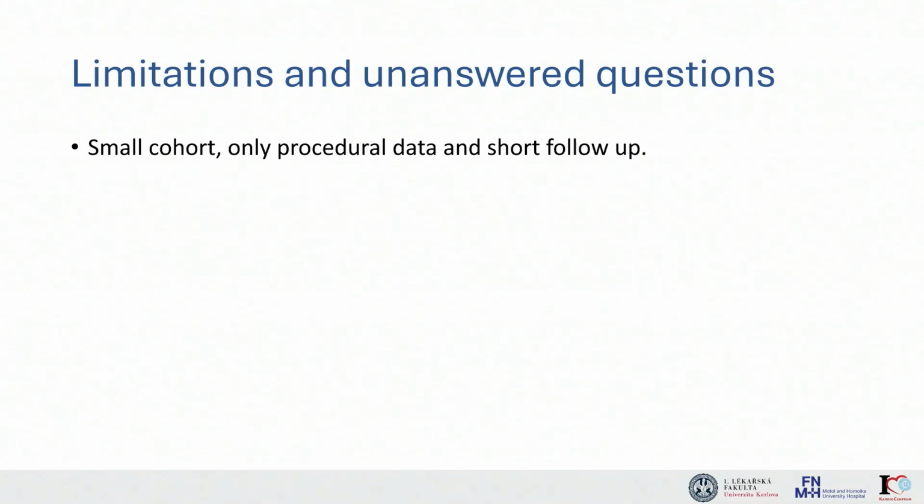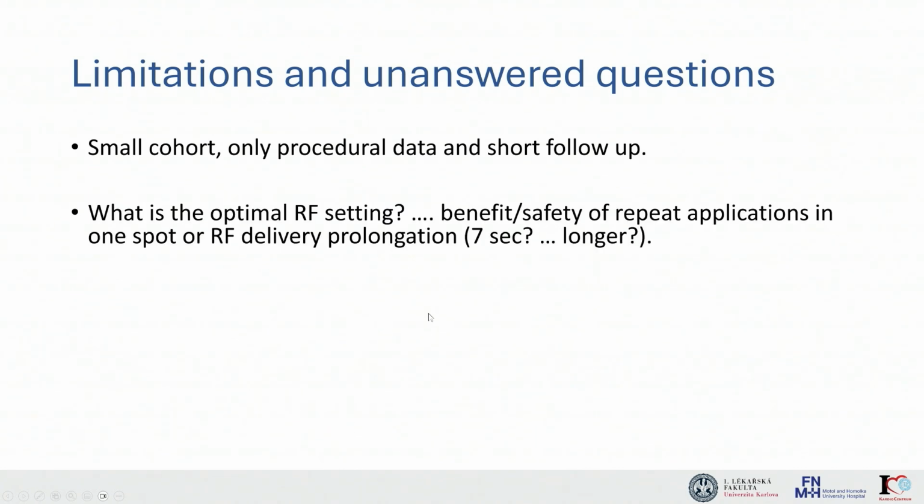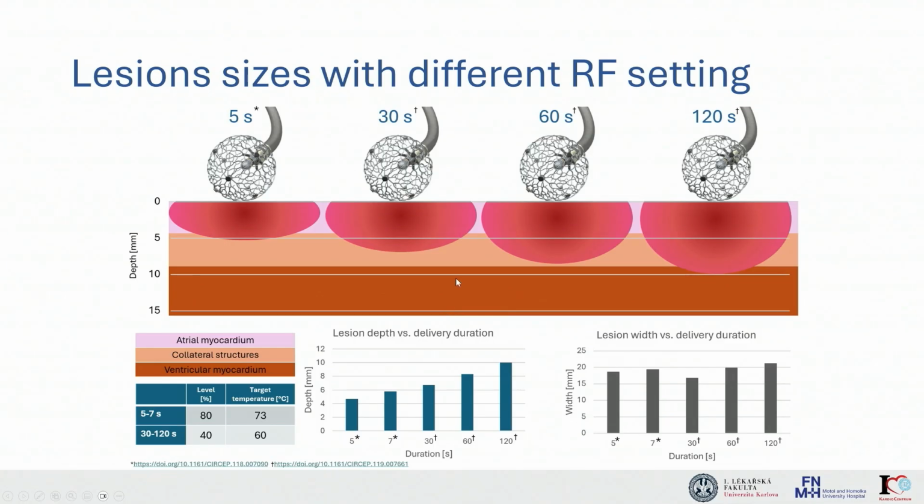We still have just early experience with a small number of patients. Mainly we have procedural data. Now we are collecting follow-up. We still don't know what should be the optimal RF ablation setting. Should it be 5 seconds, 7 seconds, or should we prolong maybe to 30 seconds? This is what we don't know, because definitely if you use a different duration, like 30 seconds or 60 seconds of ablation, you can go deeper. But finally, these applications are now used for RF ablation in the ventricle.